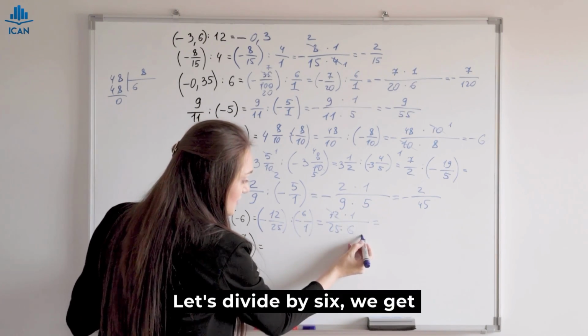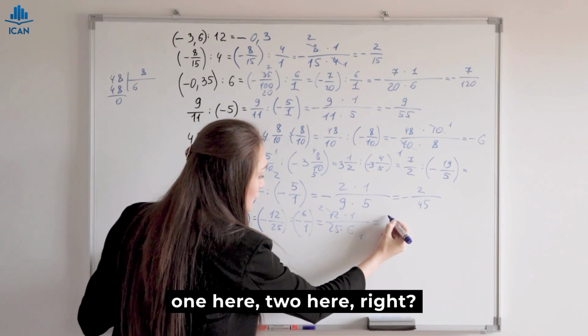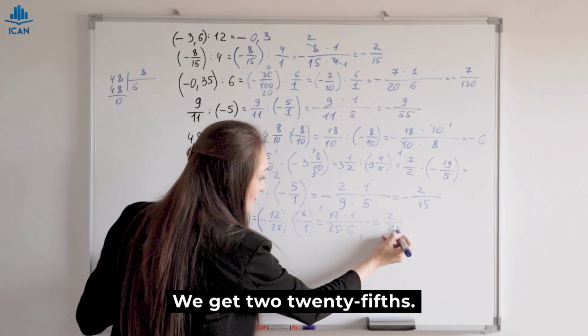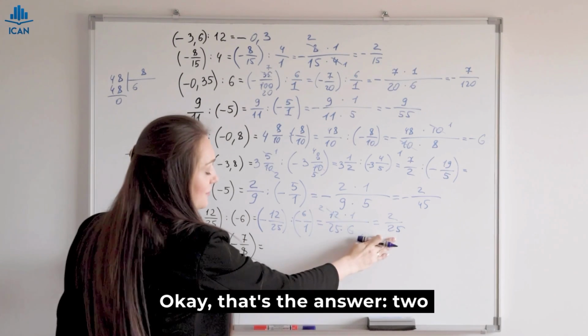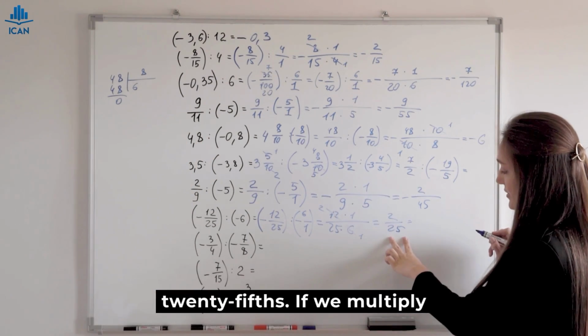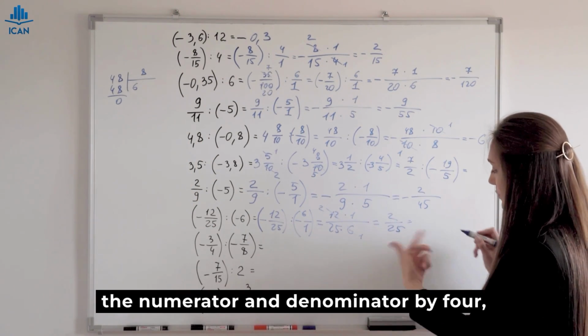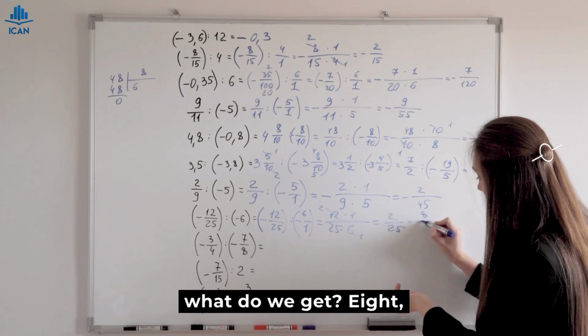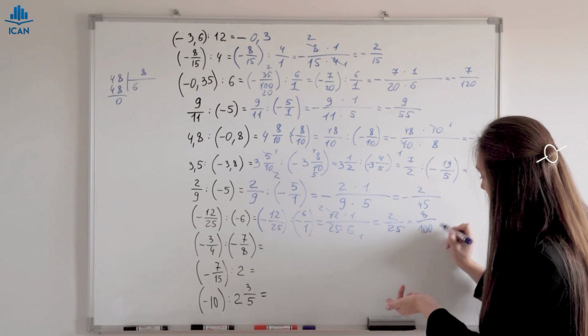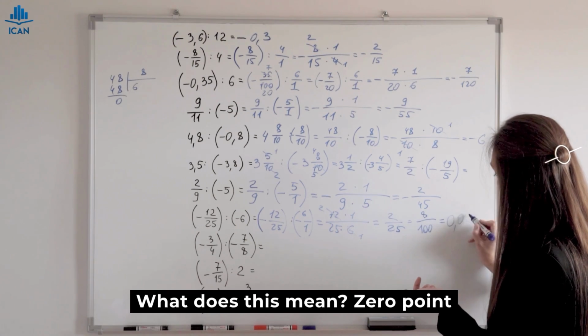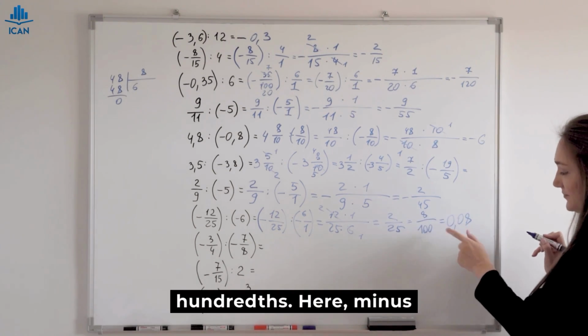Let's divide by 6. We get 1 here, 2 here, right? We get 2/25. Okay, that's the answer, 2/25. If we multiply the numerator and denominator by 4, what do we get? 8, right? And here it's 100. What does this mean? 0.08, yes, 800ths.